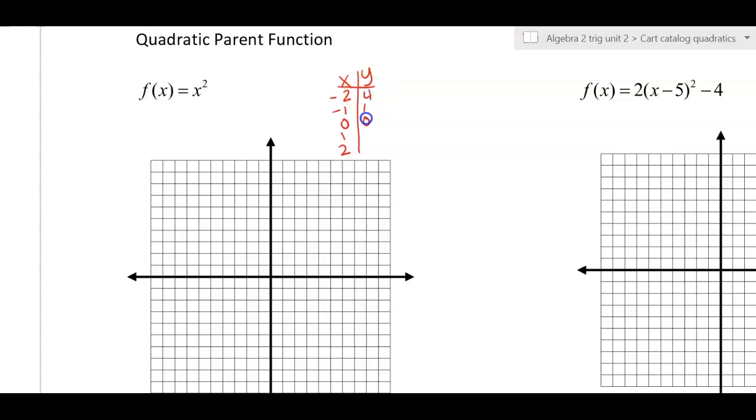So you should have got these key pieces of the parent function. So this should be how your parent function looks.